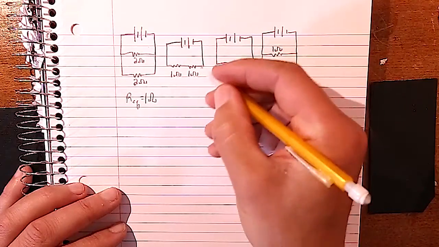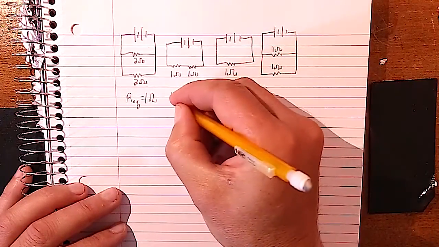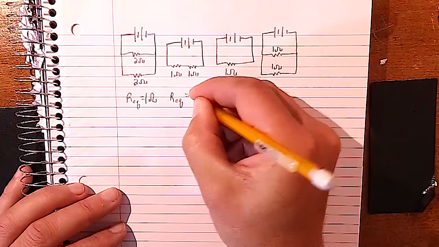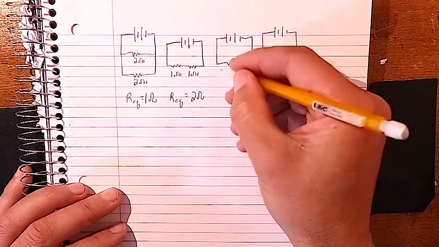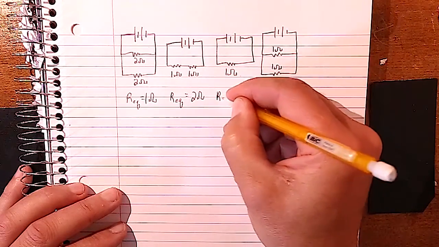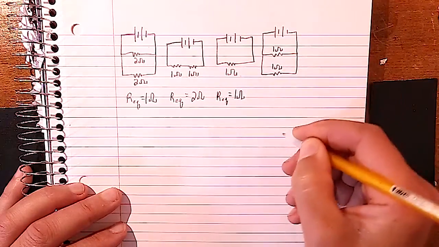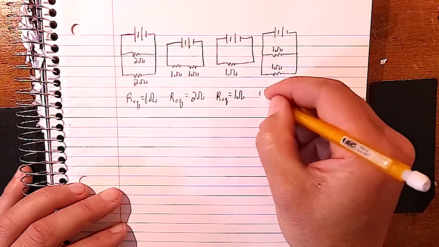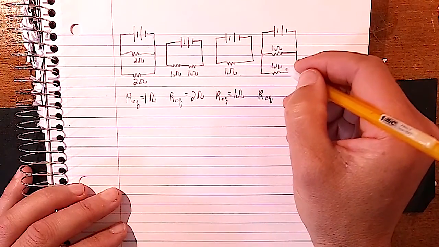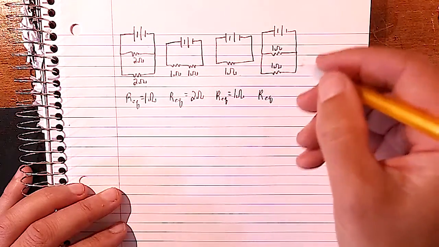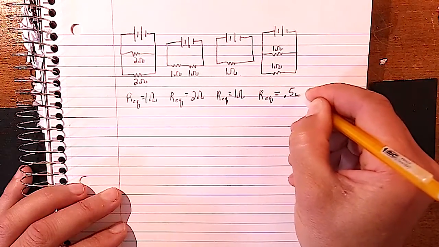This one right here is in series, so the resistances just add up. So Req is equal to 2 ohms. This one is only one resistor, so what's the equivalent resistor of a single resistor? That would be 1 ohm. And for this one, we would again do 1 over 1 plus 1 over 1, and then x to the minus 1, which gives us 0.5 ohms.